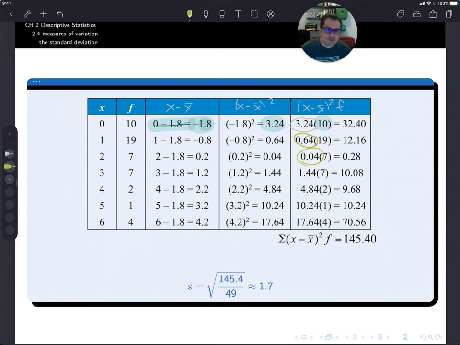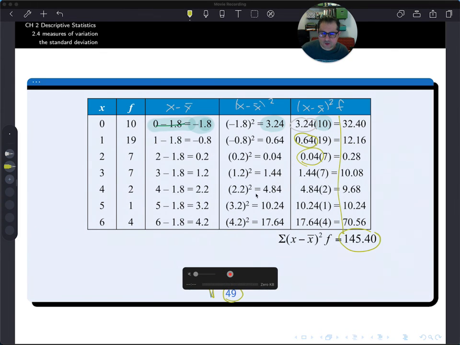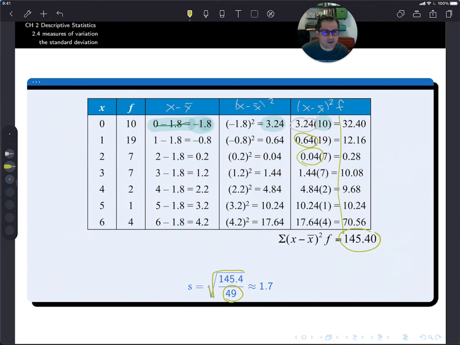Again, this would be very easy to implement, and better to implement, in a spreadsheet, doing the operations by columns. Then you add these values to get the sum. I still need to divide. Again, this was a sample, so I'm dividing by 49, not by 50. Take the square root to get the standard deviation, and it's approximately 1.7. So this is from grouped data because I had a lot of repeated values.